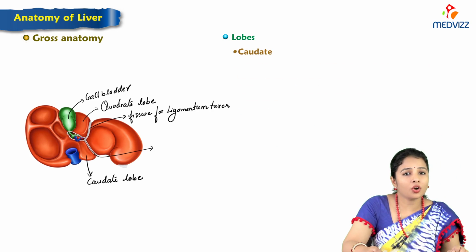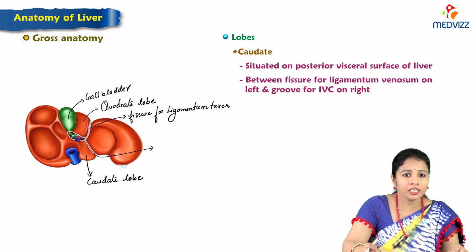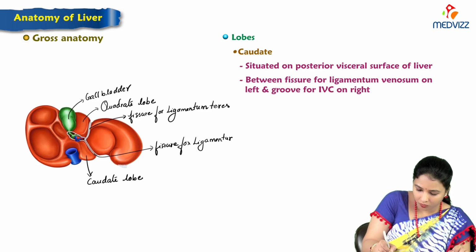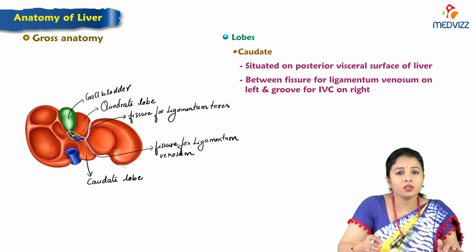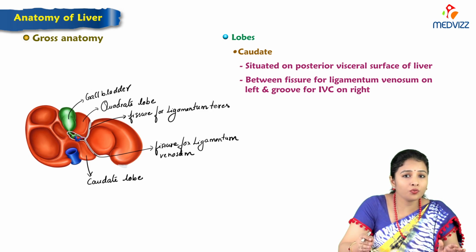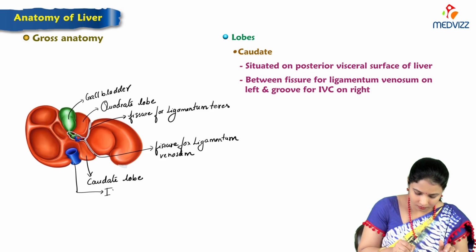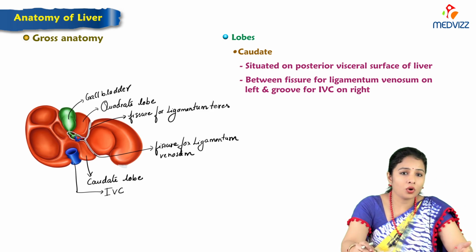The next lobe is the caudate lobe of liver, which is situated on the posterior-visceral surface of liver between the fissure for ligamentum venosum, which is present on the left, and towards the right is the groove for inferior vena cava. So these are the boundaries of quadrate and caudate lobe.